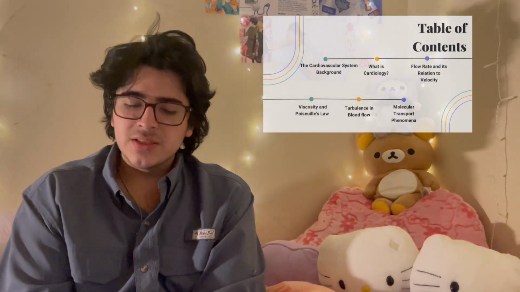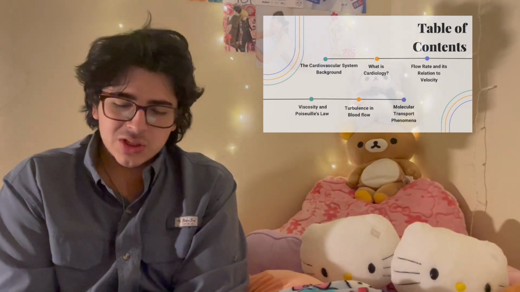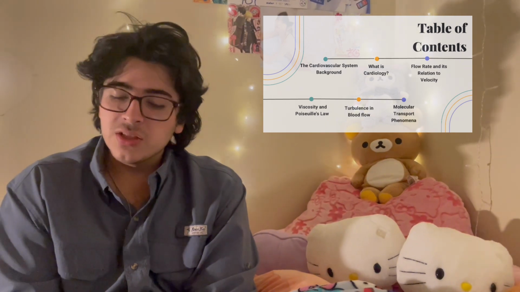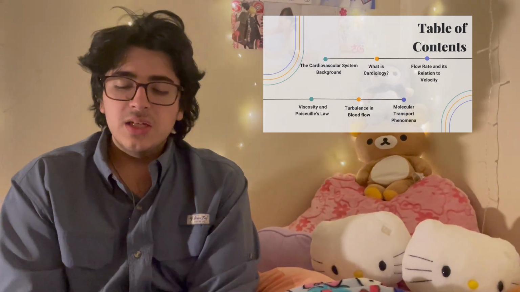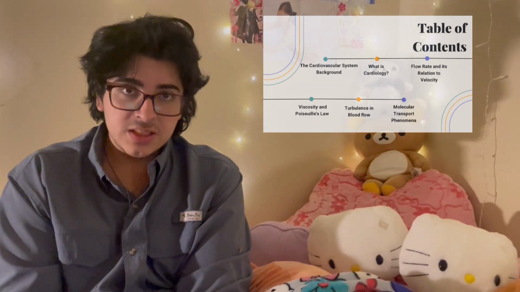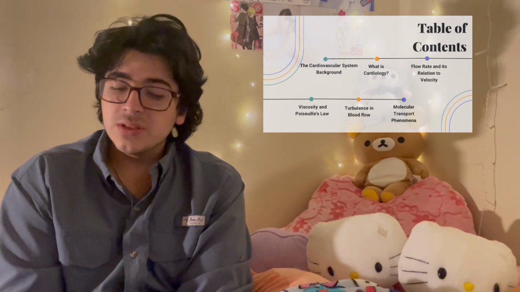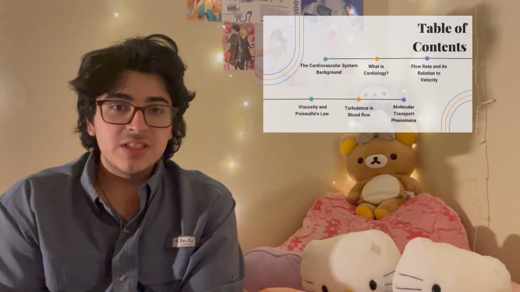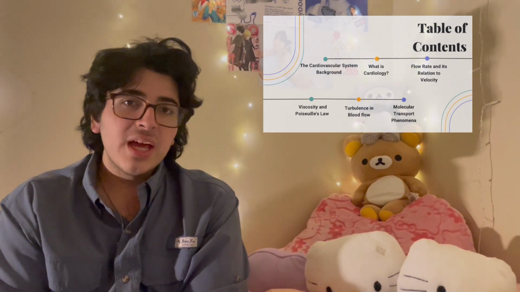So, today we're going to be going over just the basics, really, of what is the cardiovascular system, what is cardiology even, and then we're going to be talking more about the math behind the cardiology and the cardiovascular system, discussing flow rates and their relationship to velocity, viscosity and Poiseuille's law, turbulence in blood flow, the molecular transport phenomenon. And then we're going to end it off with a couple of examples for you to study as well.